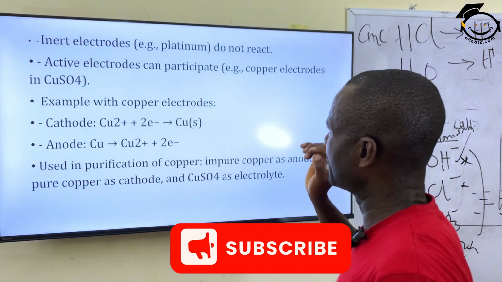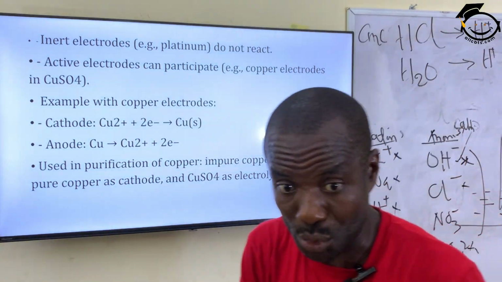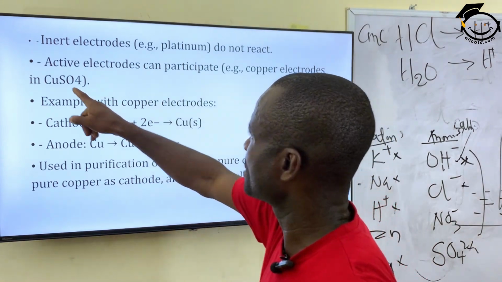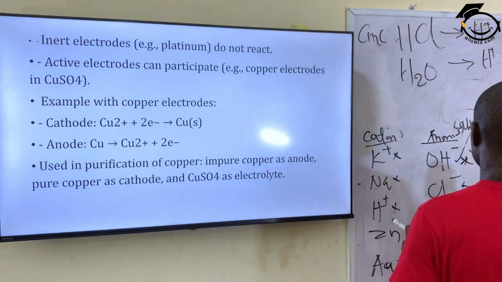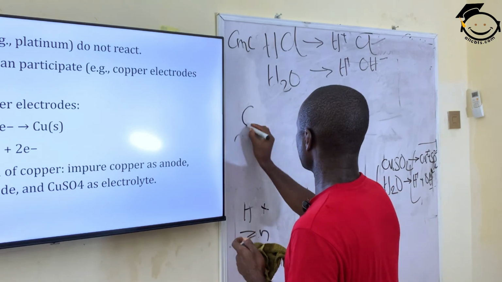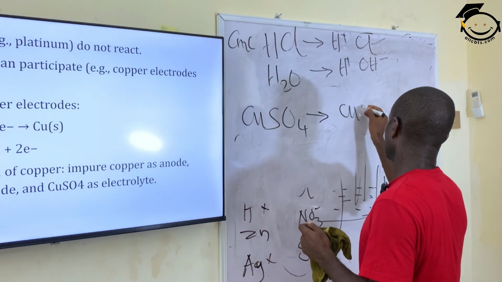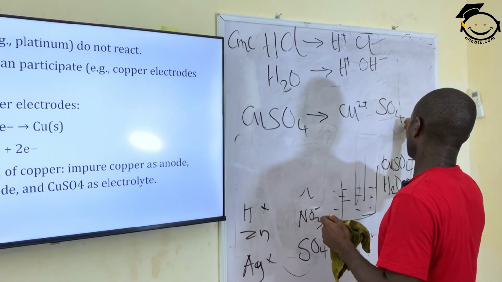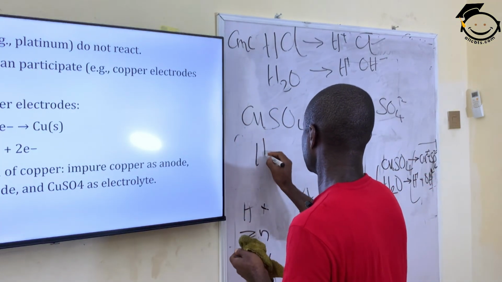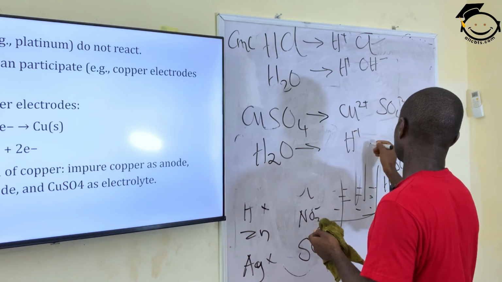Then an active electrode can participate. Active electrode, e.g. copper. When copper sees a particular ion in solution, they react. So copper electrode in CuSO4 solution. When we have electrolysis of copper(II) sulfate using copper electrode, electrolysis of CuSO4, don't forget we said solution. So we have Cu2+ and SO4 2-. Then in solution, that is H2O, meaning hydrogen ion and hydroxide ion.